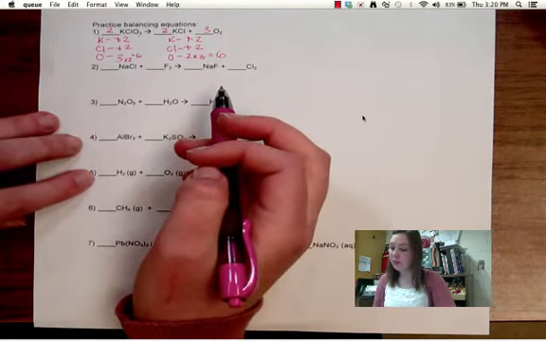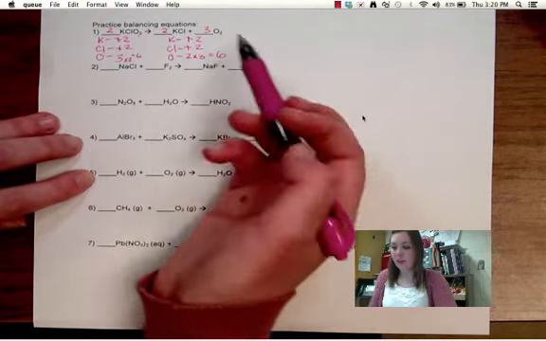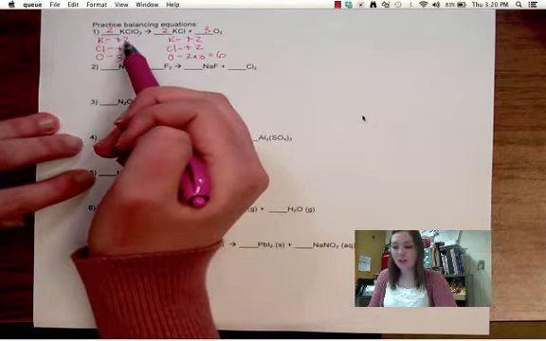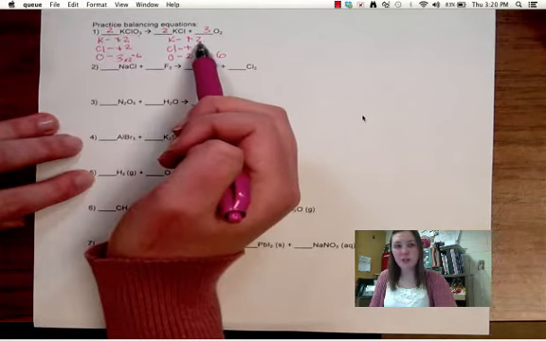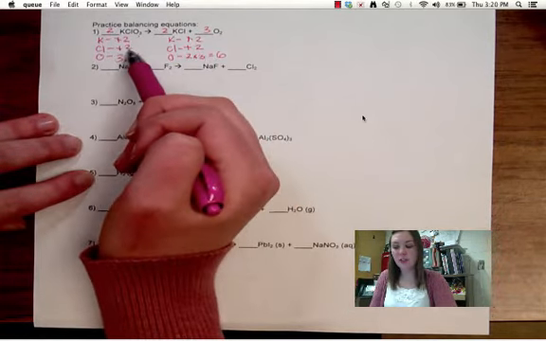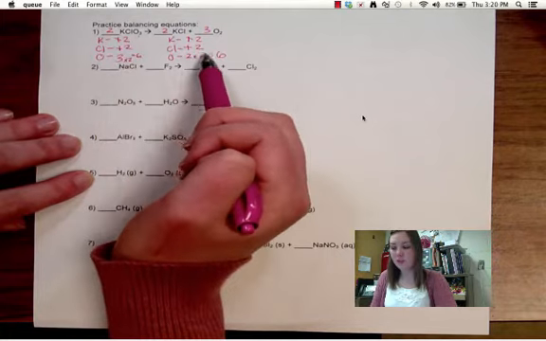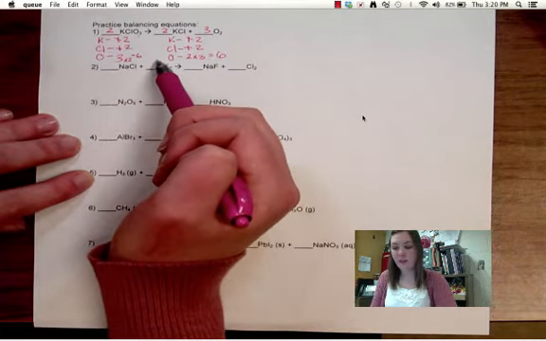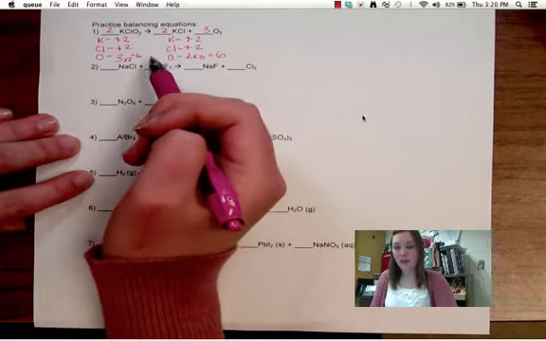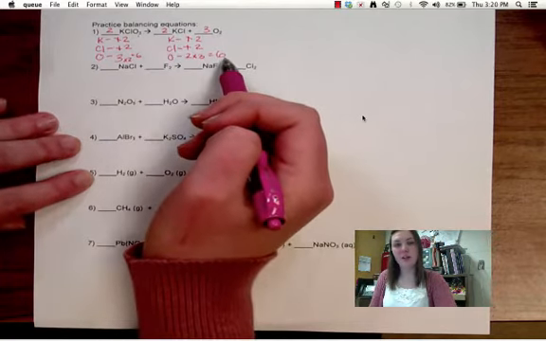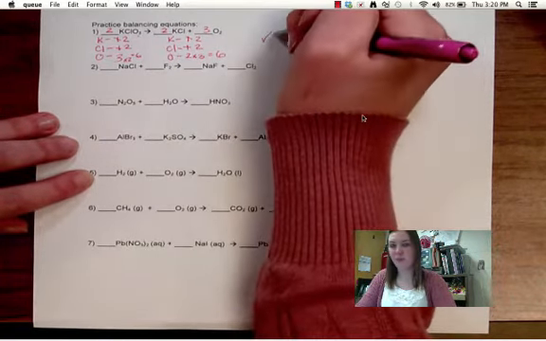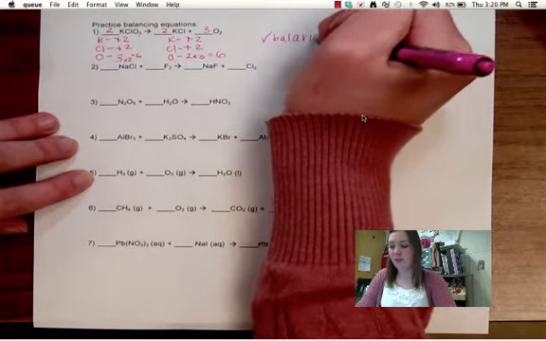And so now let's make sure we're balanced. There are 2 potassiums on our reactant side. There's 2 potassiums on our product side. There's 2 chlorines on the reactant side, 2 chlorines on the product side. And there are 6 oxygens on the reactant side and 6 on the product side. So we're golden. We have a balanced chemical equation.